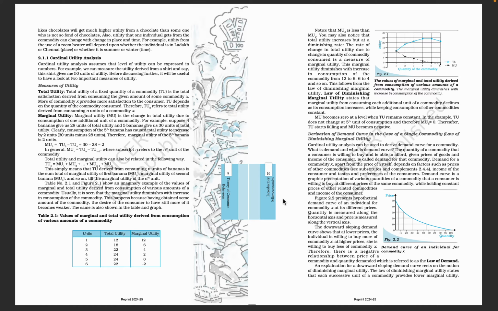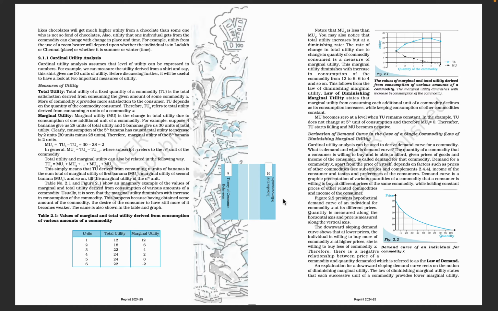Total utility of a fixed quantity of a commodity, TU, is the total satisfaction derived from consuming the given amount of some commodity X. More of commodity X provides more satisfaction to the consumer. TU depends on the quantity of the commodity consumed. Therefore, TUn refers to the total utility derived from consuming n units of commodity X.